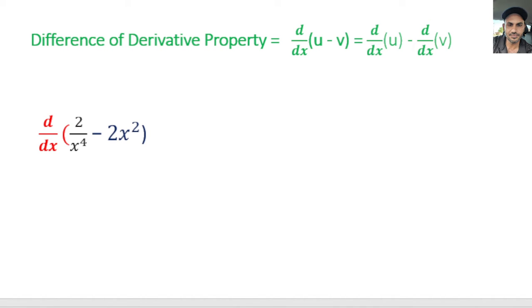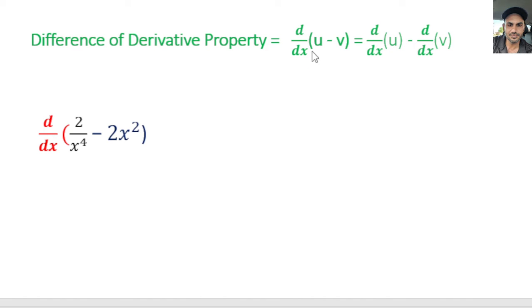Hello, welcome everyone. In this video, I'm going to go over the difference of derivative property. The difference of derivative property states that if you take the derivative of a function, which is the difference of two terms or two functions, then the derivative of that particular function is going to be the derivative of each term and their difference.